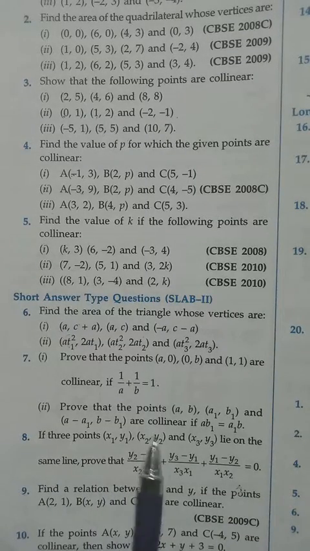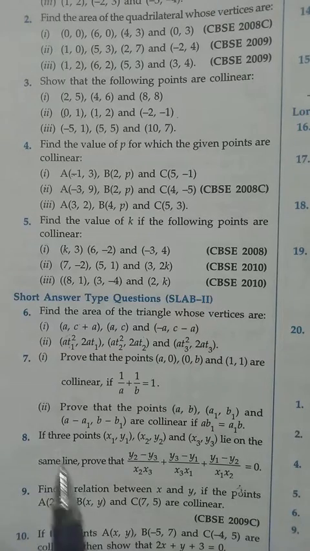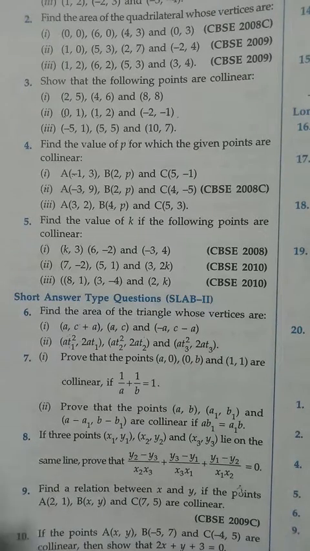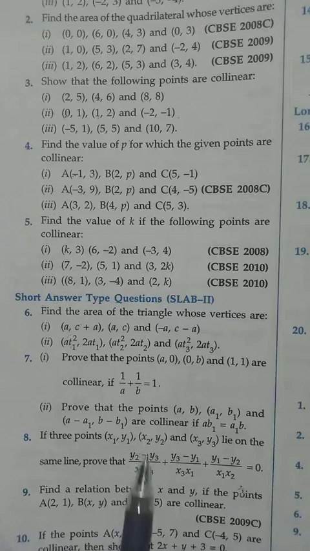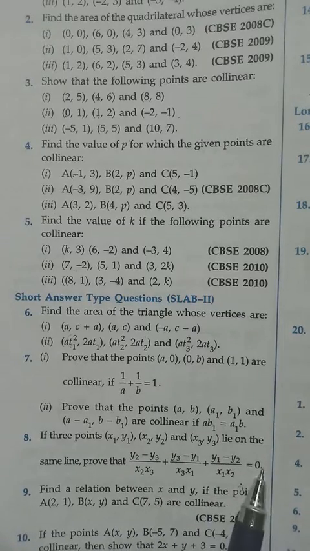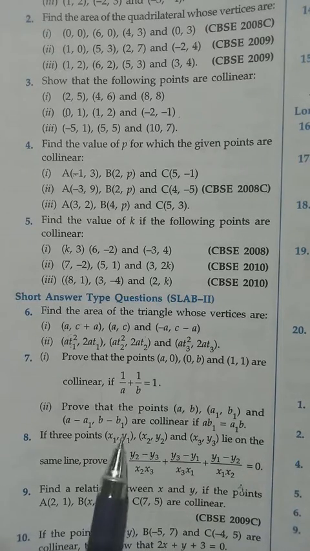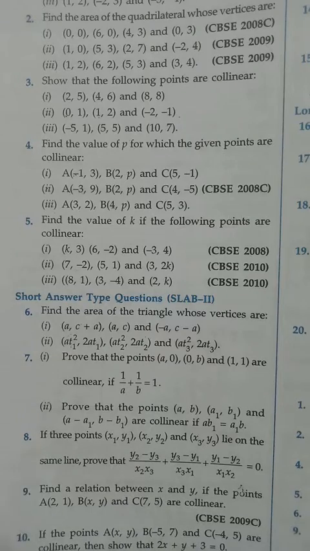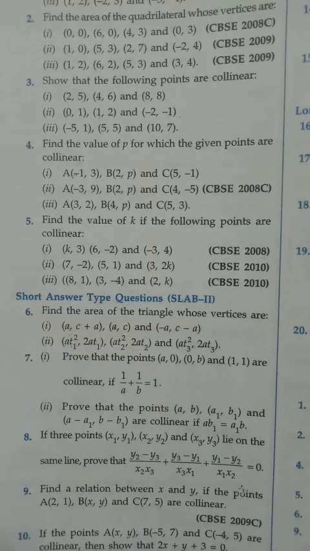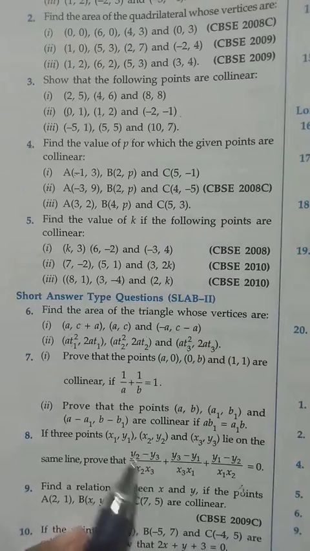We have 3 points here. They are on the same line. So when they say same line, they mean they are collinear. So we have to prove that this relation is equal to 0. We know that these 3 points are collinear. It means area of triangle will be 0. So let's find out the area of triangle first.